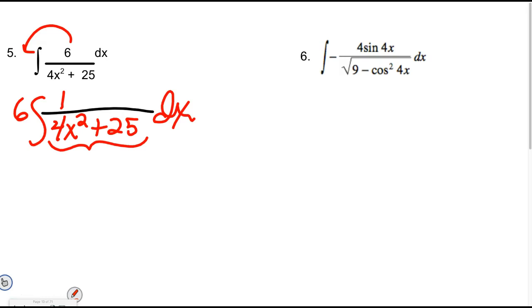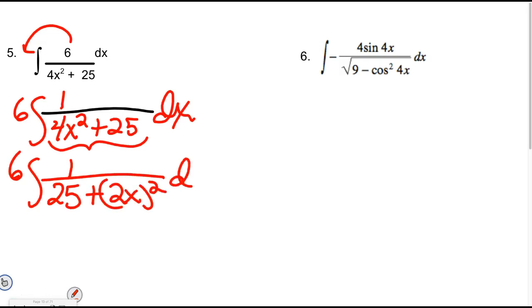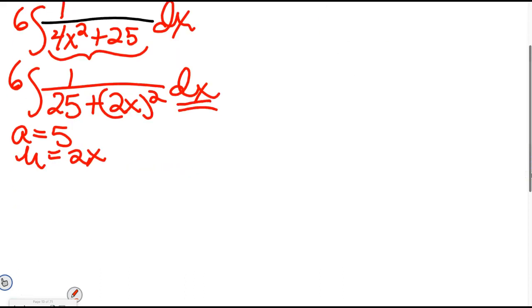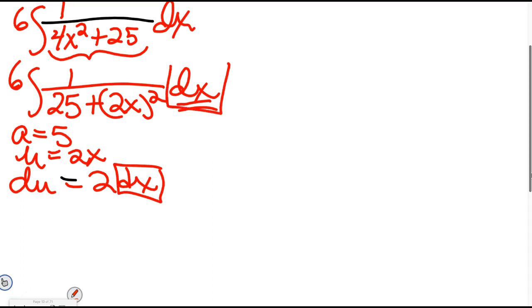So it does look like I can write it as 1/(a squared plus u squared), right? Now just be careful with that, because your a is 5, your u is 2x, but again, this dx needs to be generated. du is 2 dx. So the dx actually has to be replaced with a 1/2 du. So just be a little careful with how much of it you do in your head.